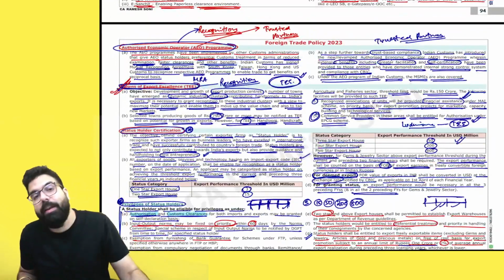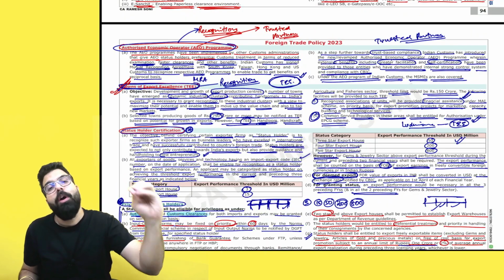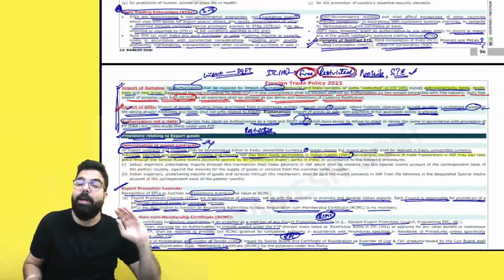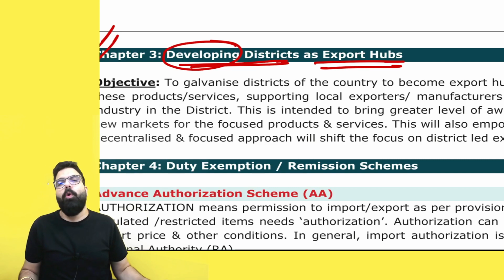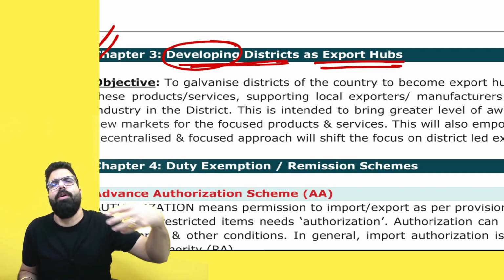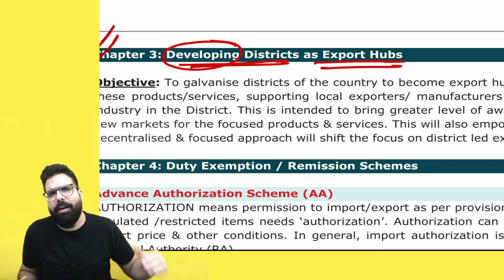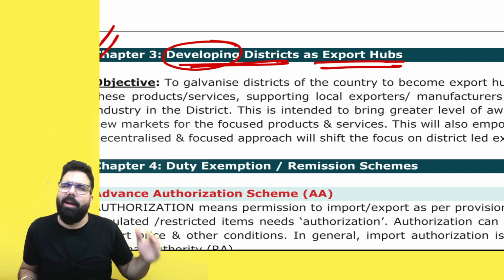The towns which are already excellent, which have excelled in export, were given recognition. Here they are not giving recognition like that. Here they are going ahead and telling that we will recognize a district as an export hub. Now if a district has been recognized as an export hub, they will give a lot of support to those districts so that they can export their goods and earn foreign currency.